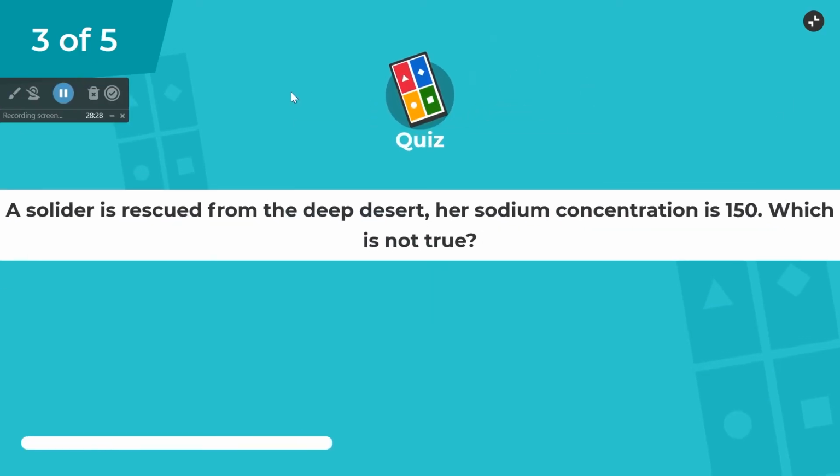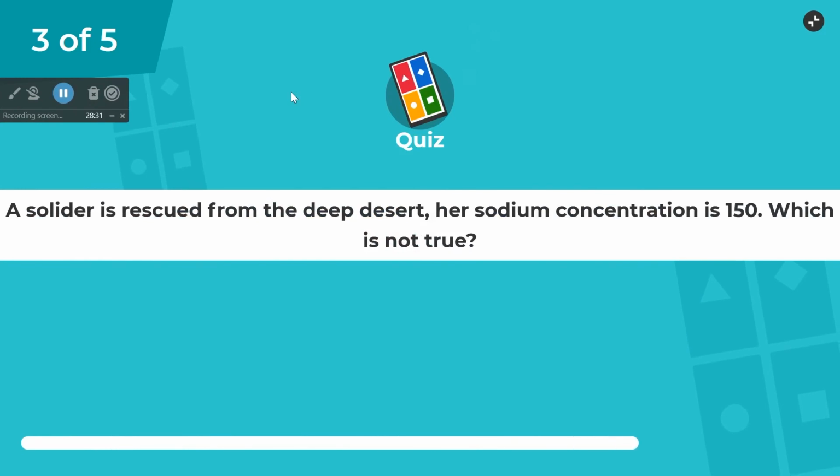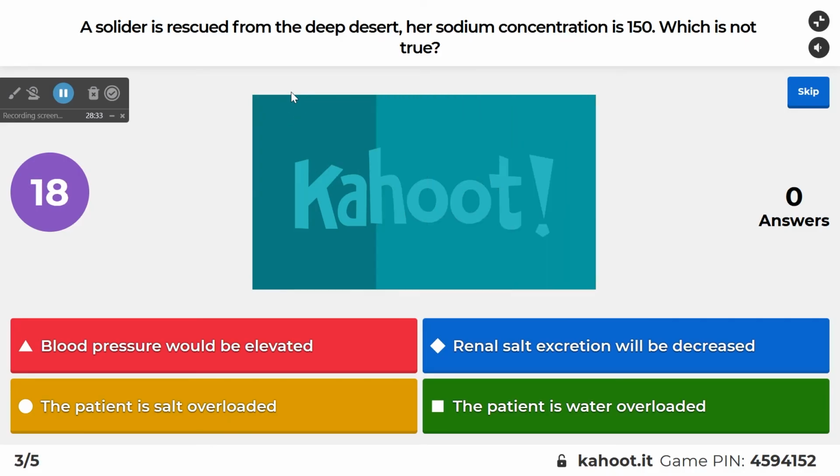Okay, a soldier is rescued from the deep desert. Her sodium concentration is 150, which is not true.